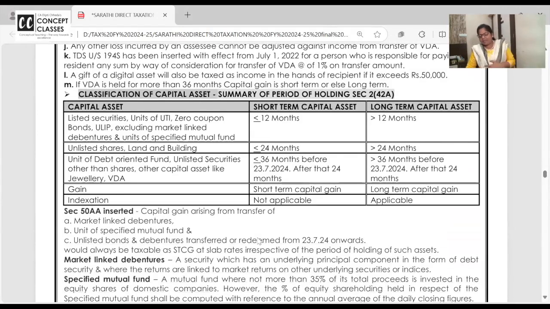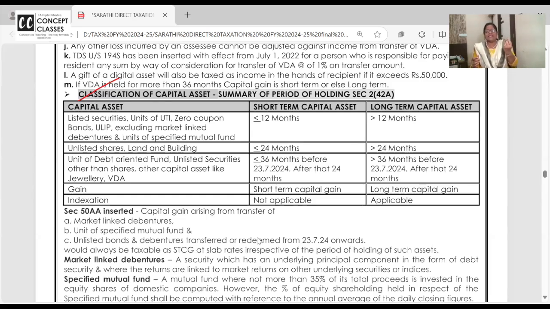Okay. This time we all know that the budget came in between on July. So from 23rd July 2024, there are some changes in the capital gain. I'll teach you and we will also solve the question related to that. So now, as I told you, whether it is short term or long term, we will decide according to age of the capital asset. Age of the capital asset, like my age, your age. Don't ask my age, but my age, your age. Like that, how much time you have held the capital asset.